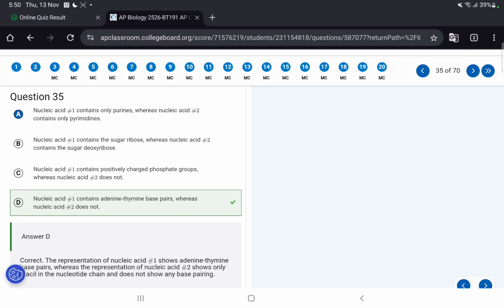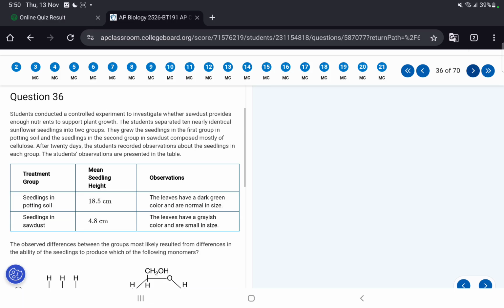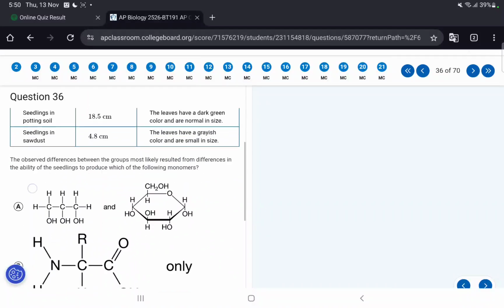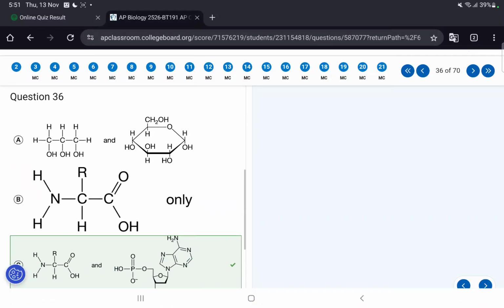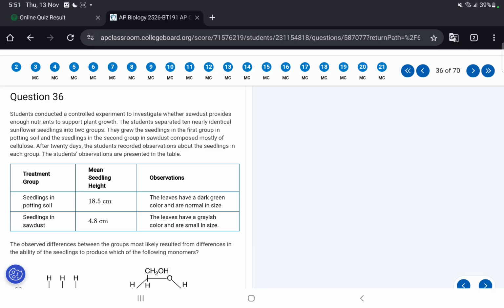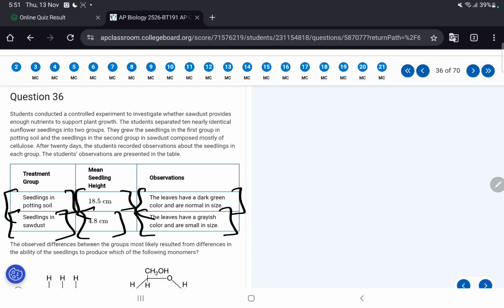Okay, question number 36. The observed differences between the groups most likely resulted from differences in the ability of the seedling to produce which of the following monomers? Here they're telling us that the seedlings in the potting soil had a height of 18.5, and the leaves have a dark green color and are normal in size. In the sawdust the height is 4.8, quite sad, and the leaves have a grayish color and are small in size.